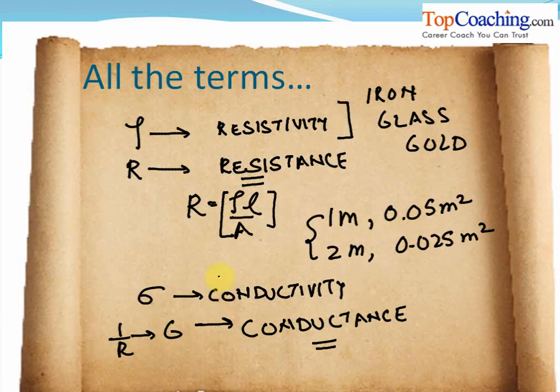Both these parameters, however, represent how much current the substance will allow to pass when a potential difference is applied across it. So if a potential difference V is applied across a conductor, the more the conductivity and conductance, the more the current that will pass through the conductor. Understood? So the higher the value of conductivity and the higher the value of conductance, the more the electric current passing when we apply a potential difference V. So that is the difference between all these terms. Ponder over what I have said carefully and you'll definitely understand.